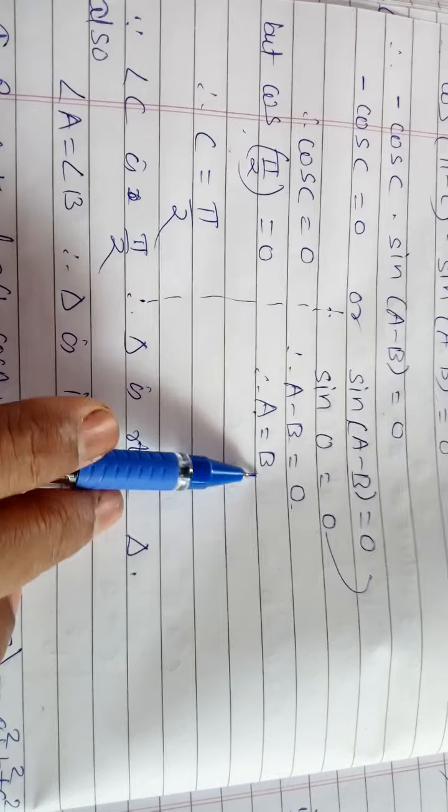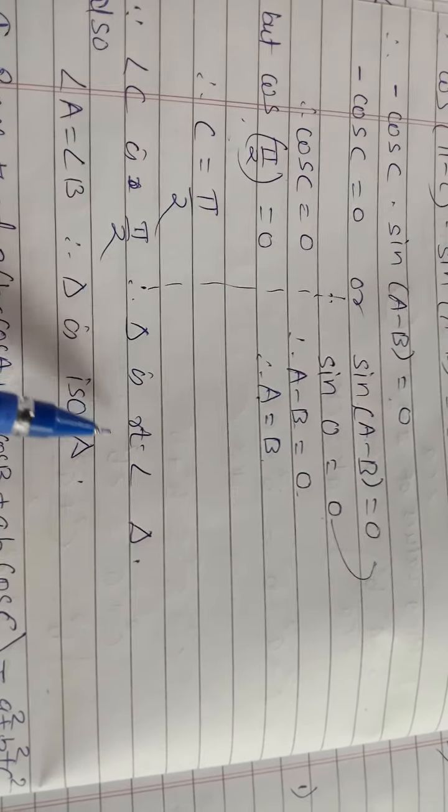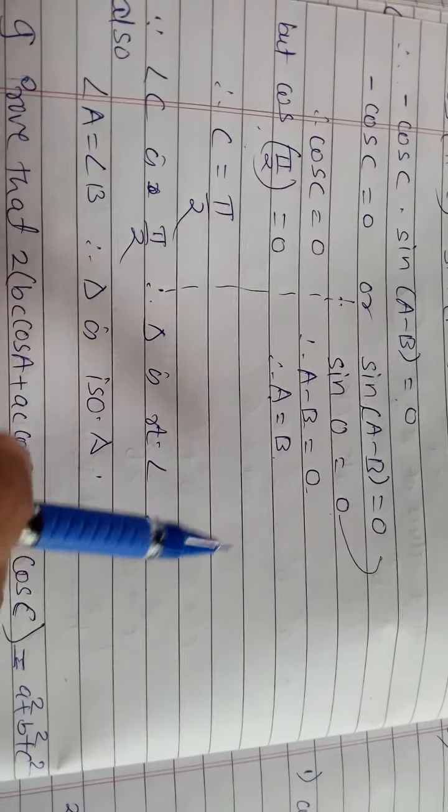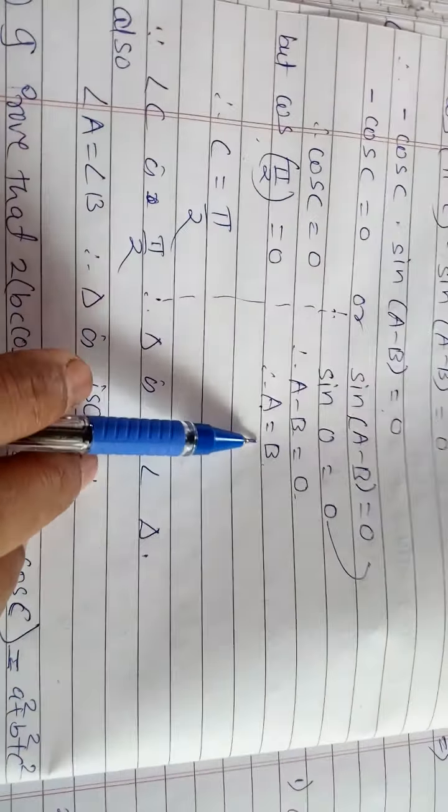And two sides are the same. So c is 90 degrees means the given triangle is a right angle triangle, and as the two sides are the same, it is an isosceles triangle.